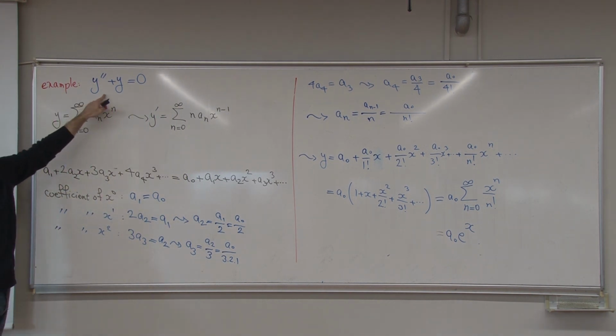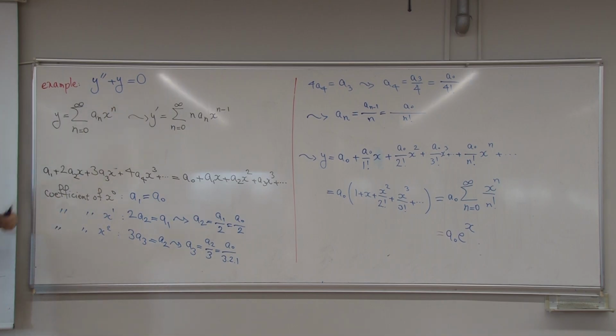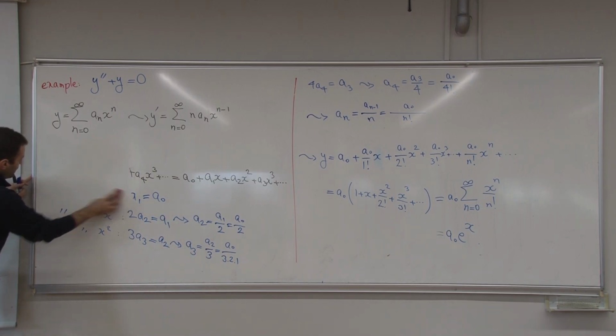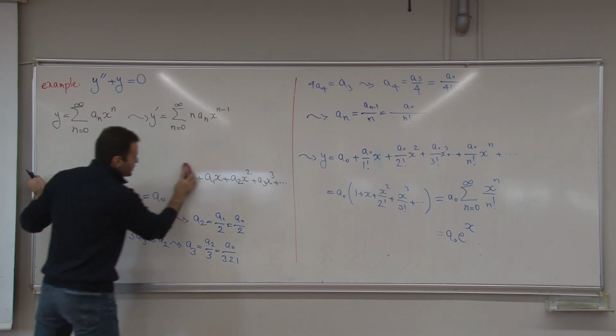Again, you know the solutions of this differential equation, right? This is a differential equation with constant coefficients. We have solved this equation many times. What are the solutions? Sine of x and cosine of x, right? So we need to be recovering sine of x and cosine of x from this power series method. Let's see what happens.